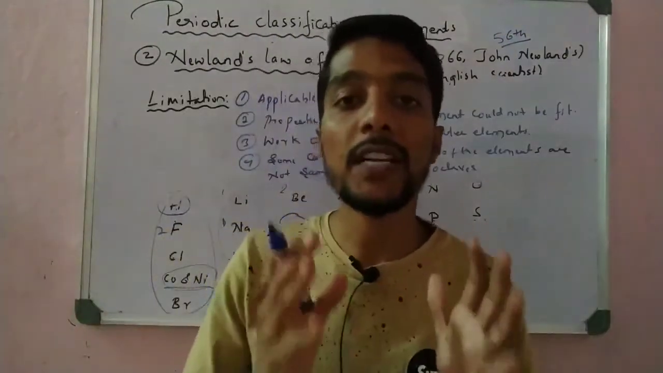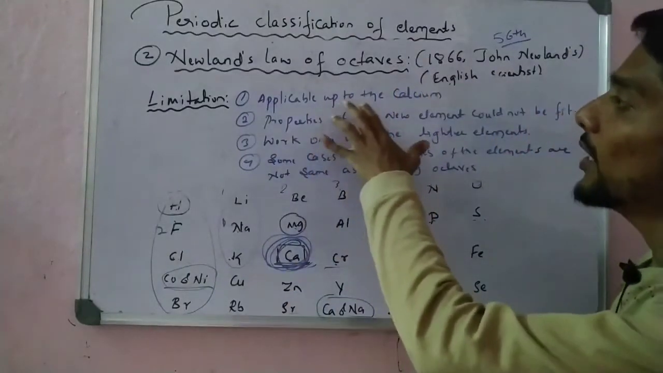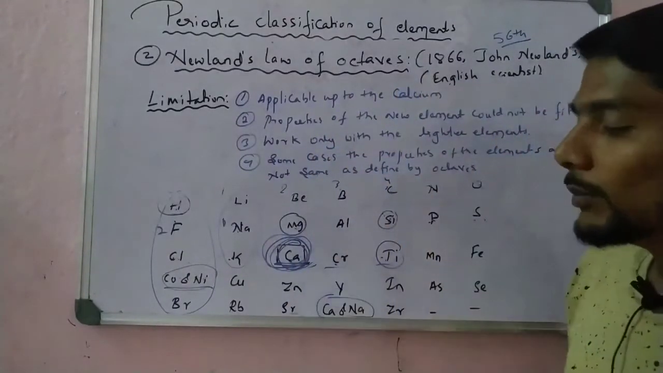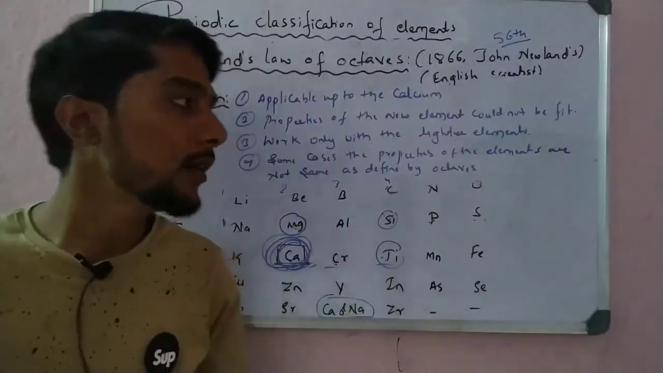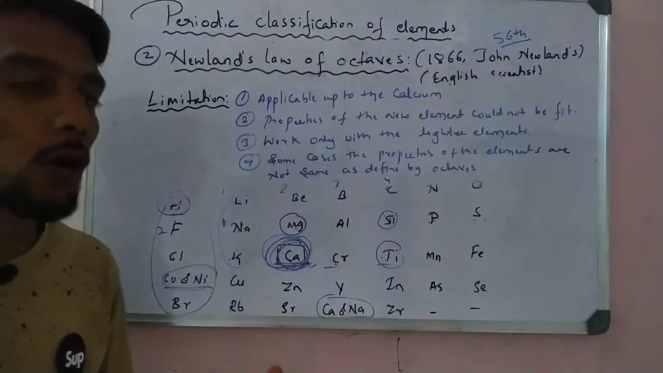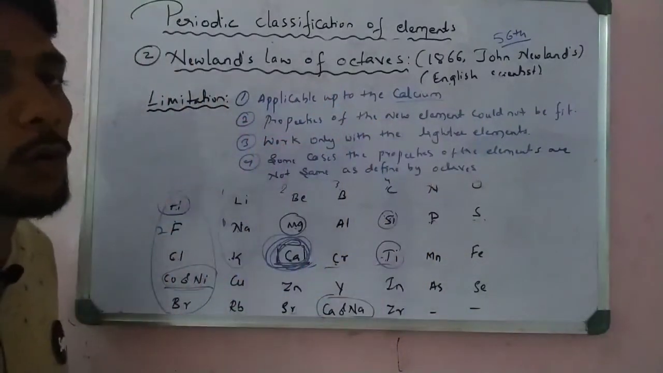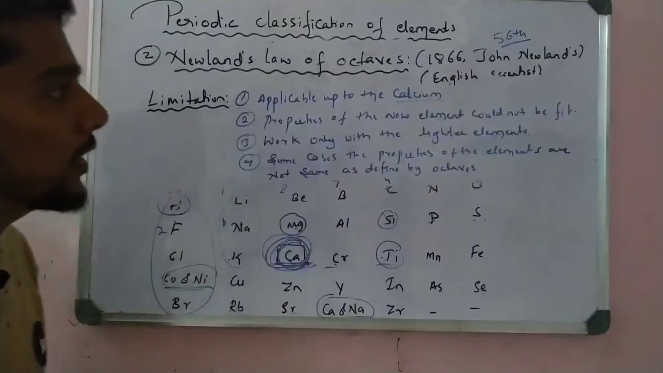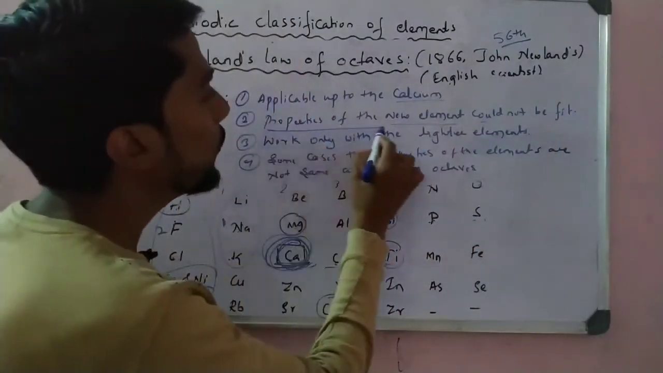Now see the limitations of Newland's law of octaves. The first limitation is that it is applicable only up to calcium. After calcium, if you count, the elements do not have the same properties, they do not follow the octave. That is very important: up to which element Newland's law holds good, that is up to calcium.